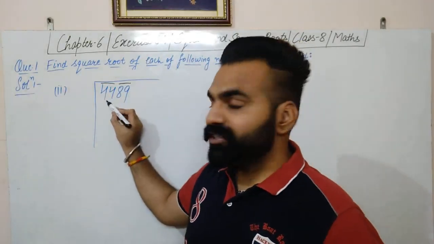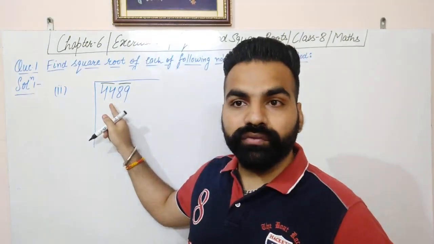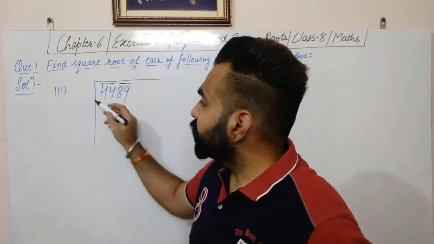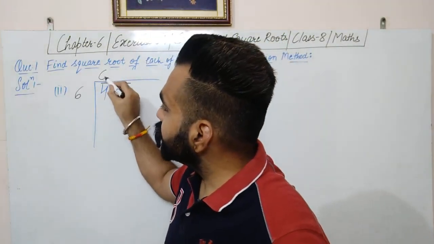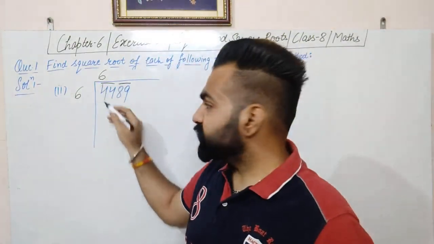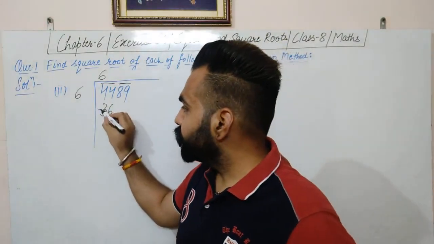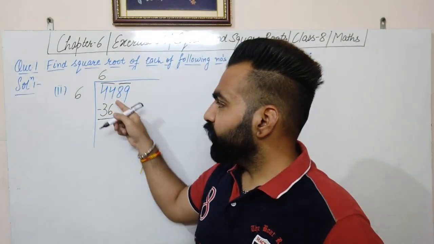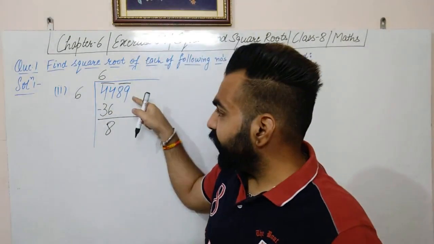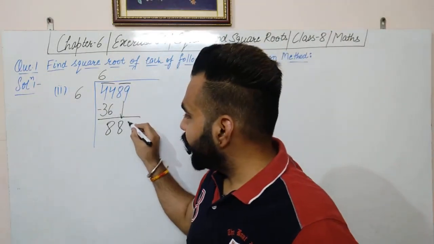Out of the first pair, that is 44, we have to choose a perfect square which is less than 44. The perfect square which is less than 44 is 36, and 36 can be written as 6 into 6. So 6 into 6 is 36. So 36 will be written here and subtracted from 44. 44 minus 36 is 8. The next step is to bring the bar down to the right hand side of 8. So this will become 889.